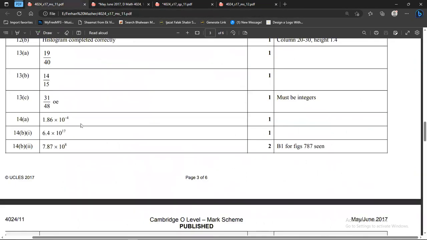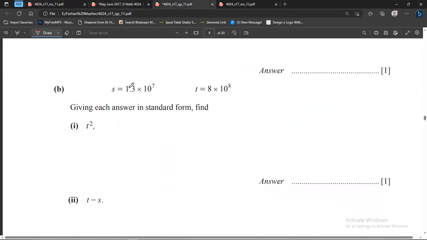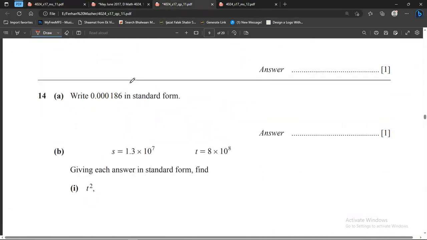6.4 into 10 raised to power 17 is the right answer, sir. Okay, so then we have question number 14.